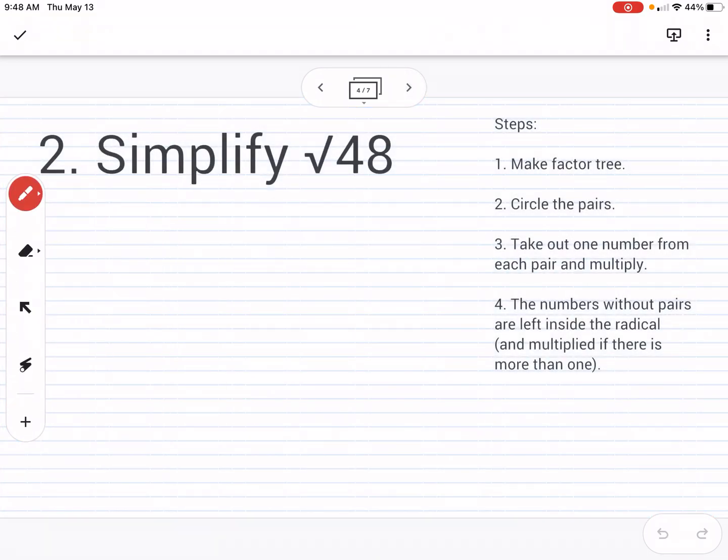Here we're simplifying square root of 48. A lot of students like to start with 2 if it's an even number. So if you're not sure what you can multiply 2 by to get 48, on a calculator, just do 48 divided by 2, and you'll see it's 24. 24 is 2 times 12. 12 is 2 times 6. 6 is 2 times 3.